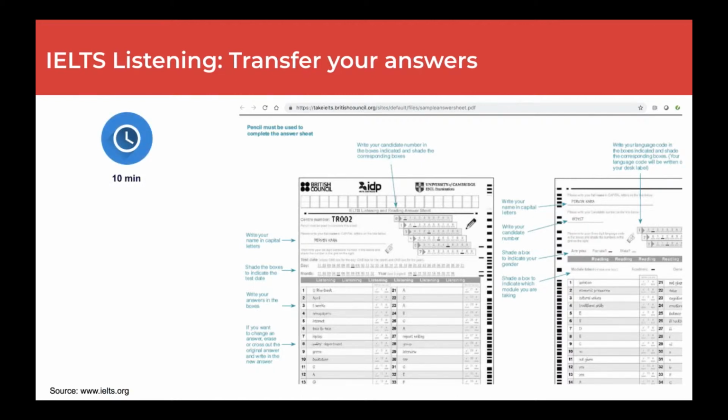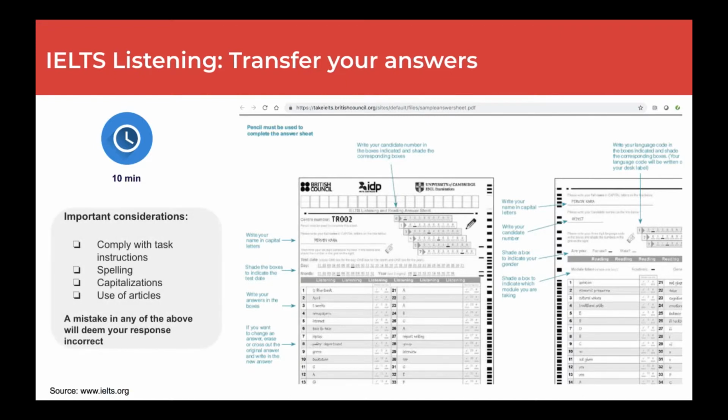And in the listening section, it's very important that when you take notes, it's not only about the factual information, but it's also about your ability to spell your answers correctly, which includes not only the spelling rules, but also how to capitalize and how to use articles. So a mistake in any of this will deem your answer incorrect.